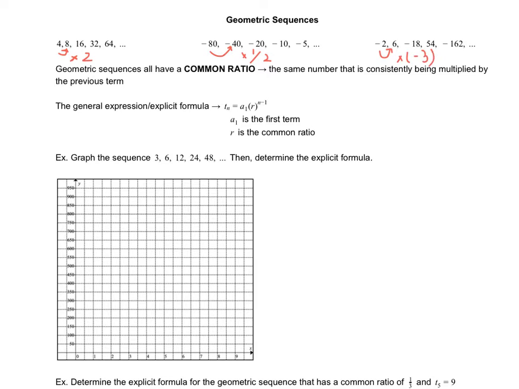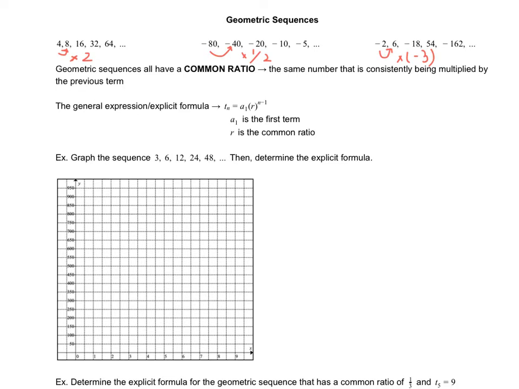6 times negative 3 is negative 18. Negative 18 times negative 3 is a positive 54. 54 times negative 3 is negative 162. That's perfect. That works. So all three of these sequences did not have a common difference. Instead, they had a common ratio, and that makes them geometric.